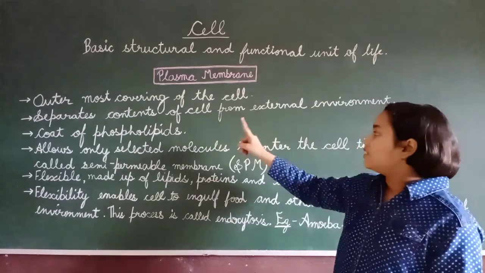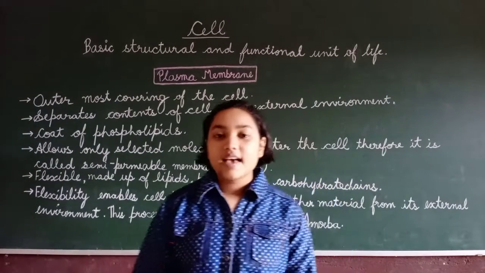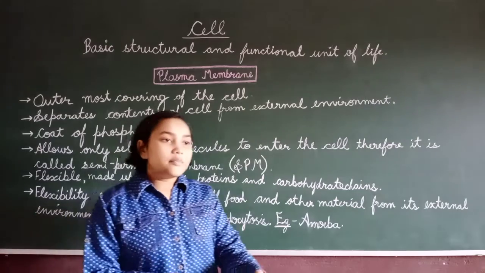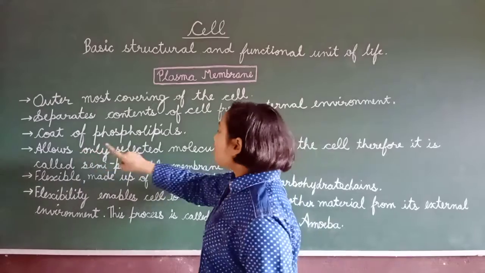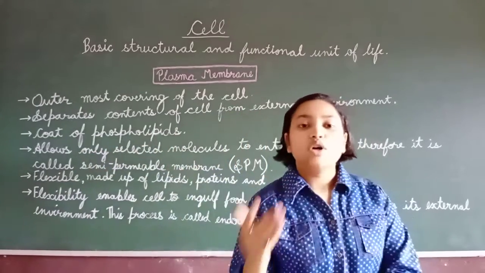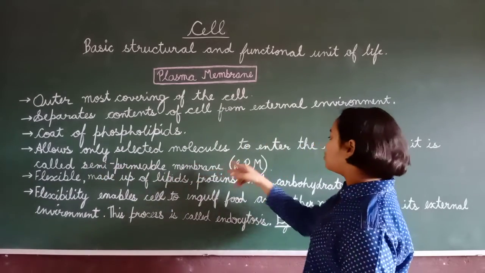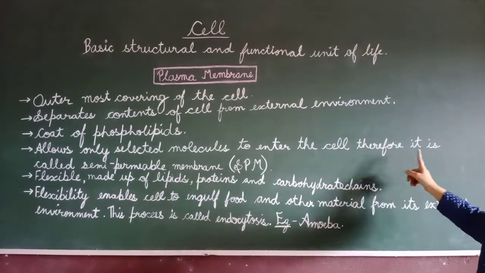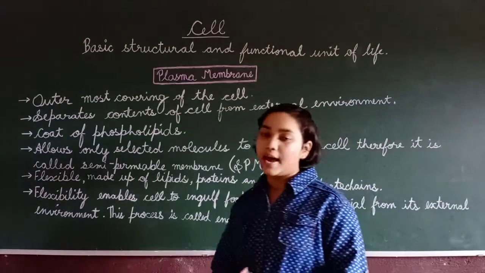It separates the contents of the cell from the external environment. It separates the external environment and the inner organelles of the cell. It is coated with phospholipids. It allows only selected molecules to enter the cell. Therefore, it is called a semi-permeable membrane, or SPM.